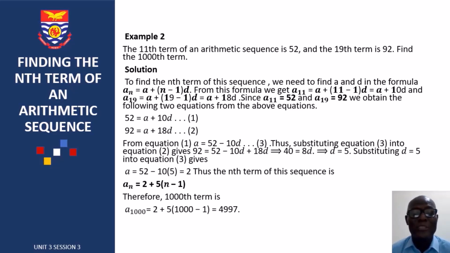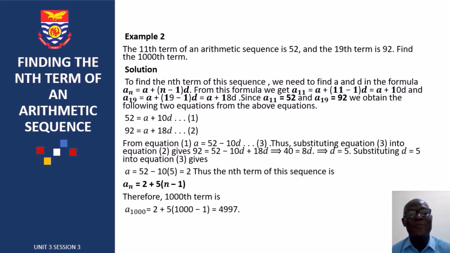Alternatively, the two equations can be solved by using the elimination method. Now, looking at the two equations, it is easier to eliminate A because they have the same coefficients and they are equal. That is 1, 1. So therefore, A can be eliminated by subtracting equation 1 from equation 2.